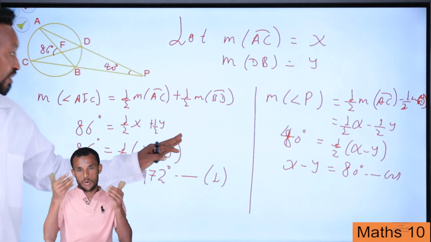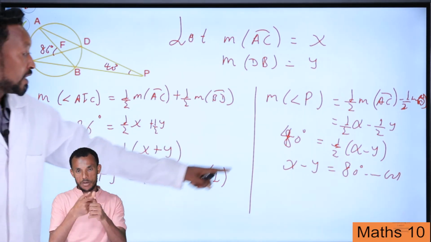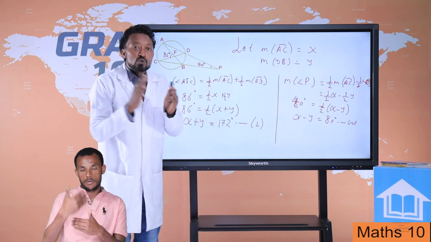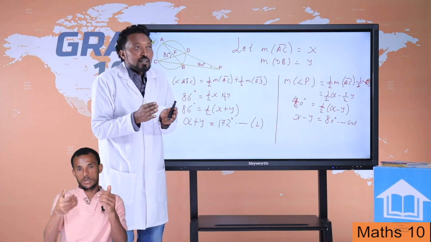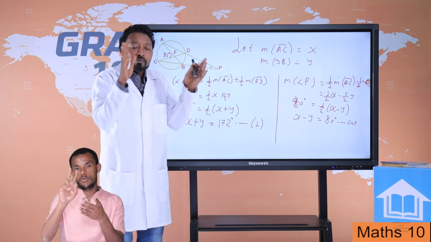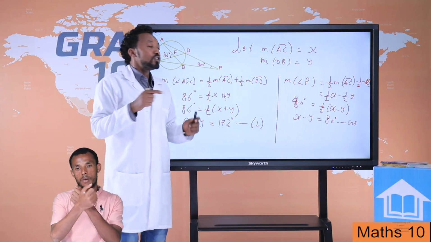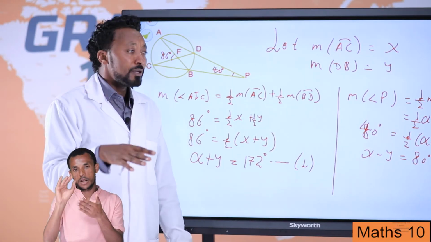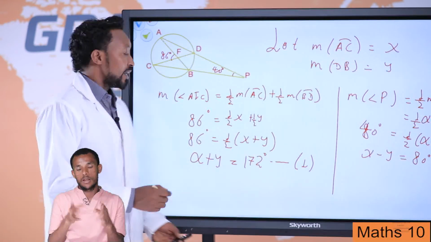There are two equations here. The first equation is here. The second equation is here. Therefore, let me solve these two equations simultaneously. Simultaneously means taking two equations in a system of linear equations in two variables. There are three methods for solving systems of linear equations in two variables: substitution method, elimination method, and graphical method. Let me use the elimination method here.